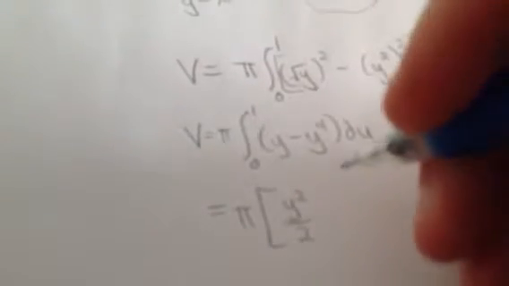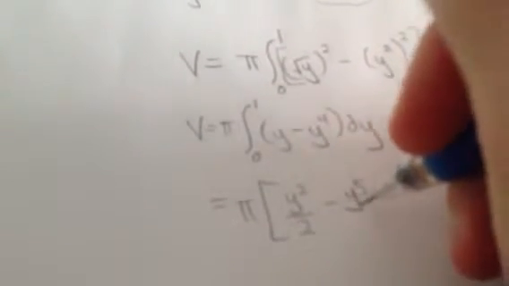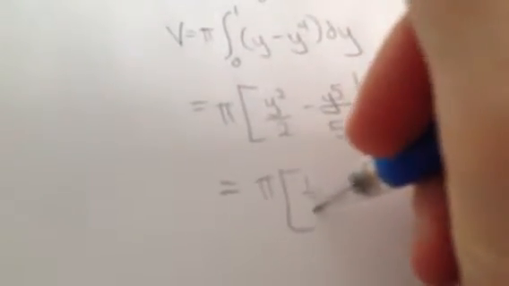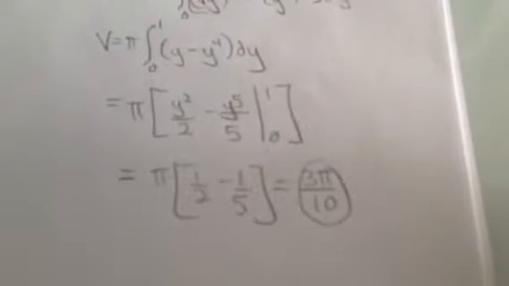Now it's a simple integral. Don't forget your pi out front. We'll say it's y squared over 2, that's the integration of y, minus y to the 5 over 5, and that's evaluated from 0 to 1. This is pretty simple. We have pi times 1 over 2 minus 1 over 5, and that equals 3 pi over 10. So that's the volume of that solid that we drew there.